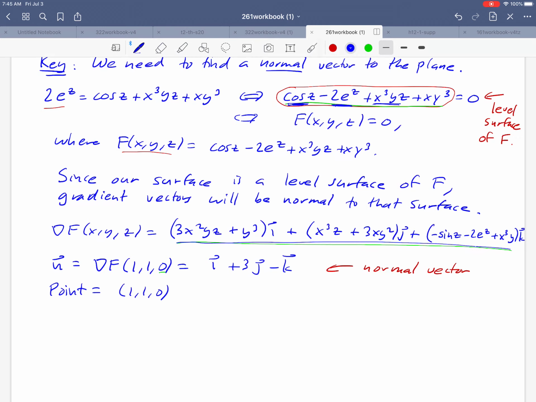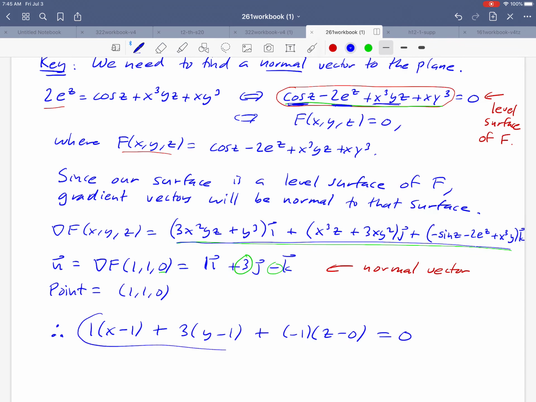Okay, and so we're ready to write down the equation of our plane. It's going to look like a, and remember, a is just the first component of our gradient vector, our normal vector. So we're going to get 1 times (x minus 1), okay, plus 3, our next one, times (y minus 1), okay, plus negative 1 times (z minus 0). Okay, we're just going back to the general form for the equation of a plane given a normal vector and a point.